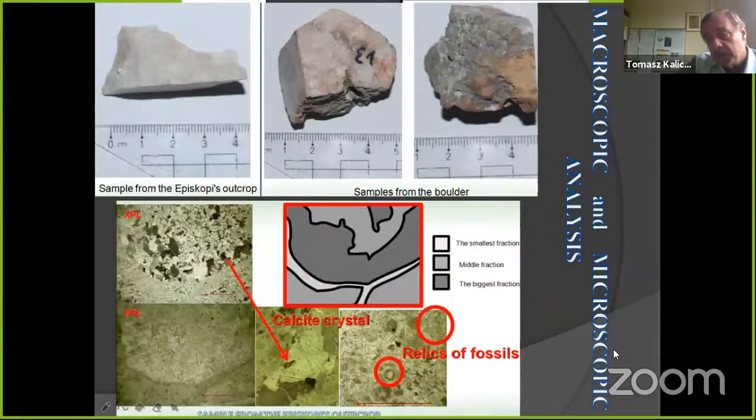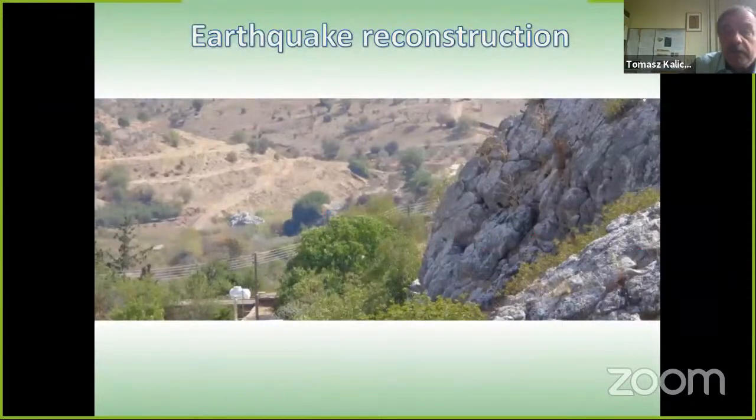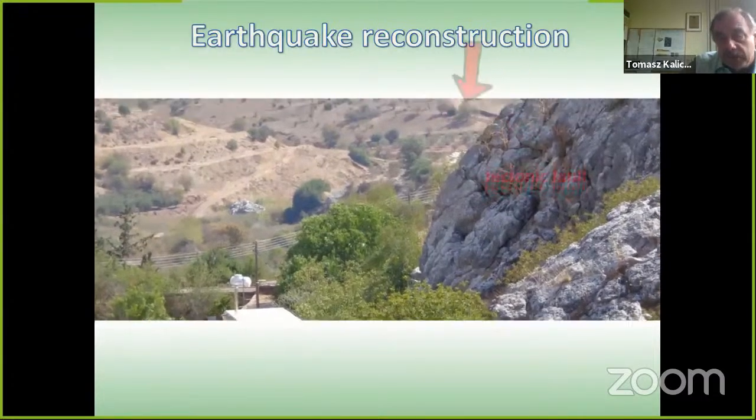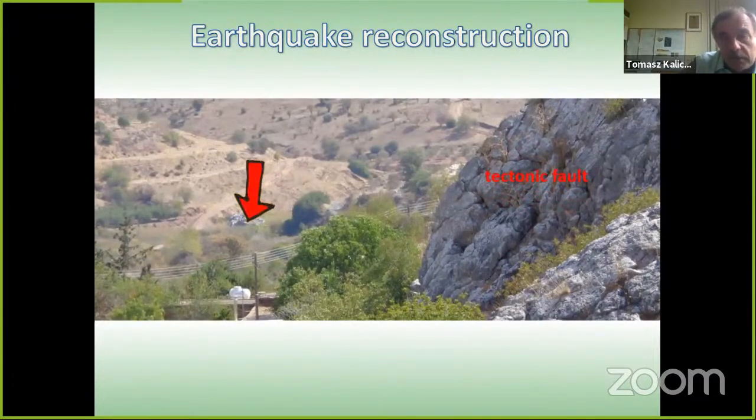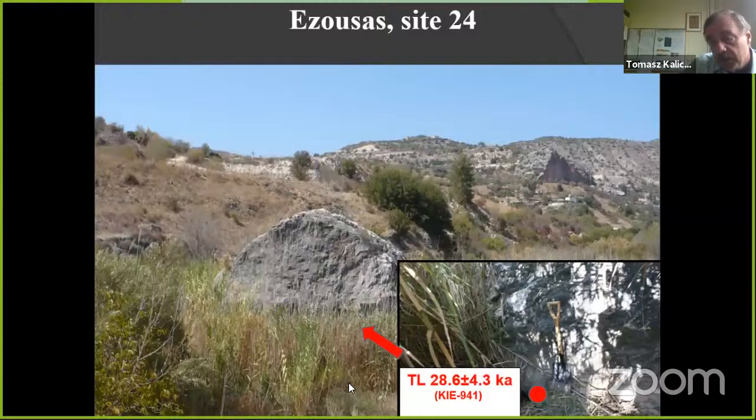We made macroscopic and microscopic analysis of this boulder and this rock wall, and we know that it is a block which fell down from this rock wall. Probably it was an earthquake. Here you see the reconstruction of this block. And if you look at the dating, it was probably about 28 Ka.